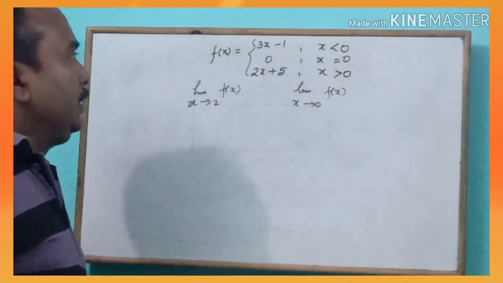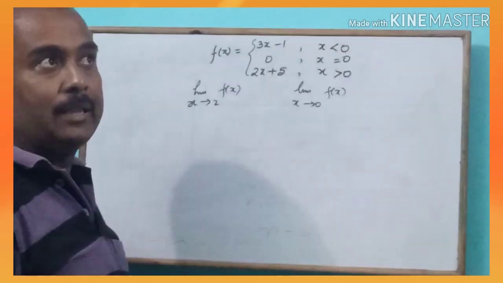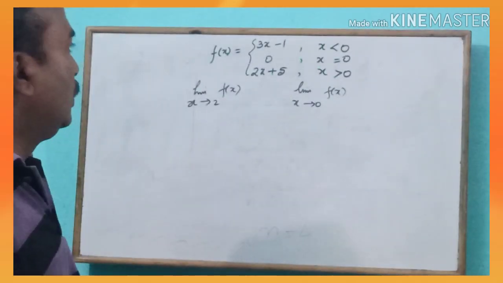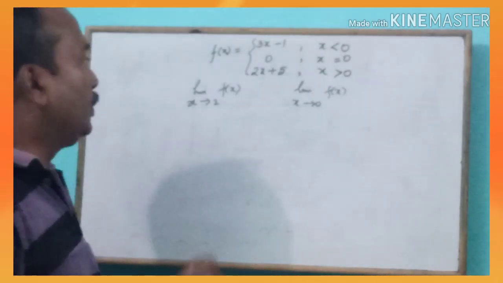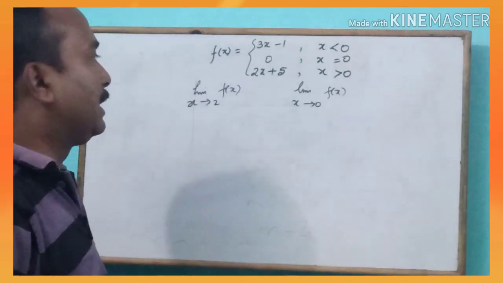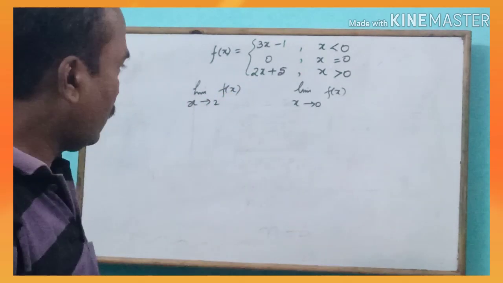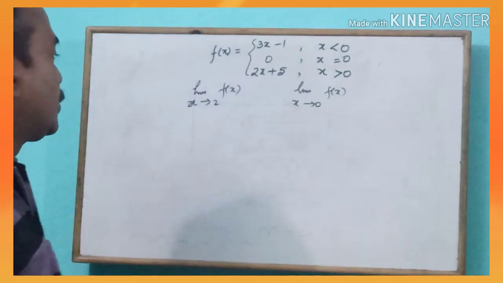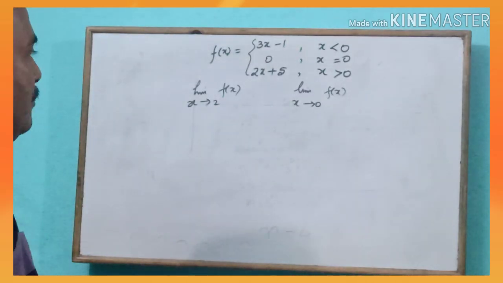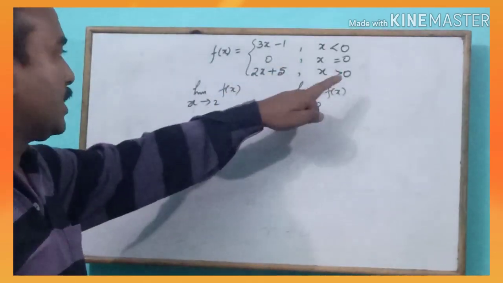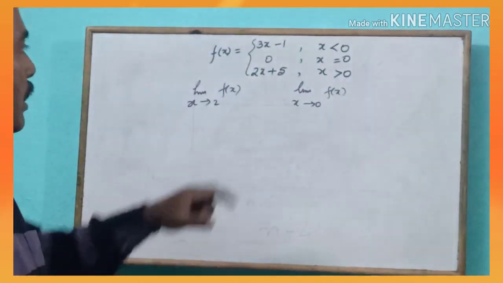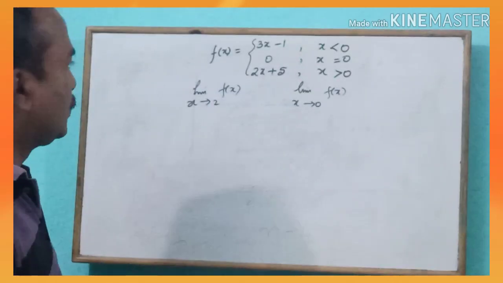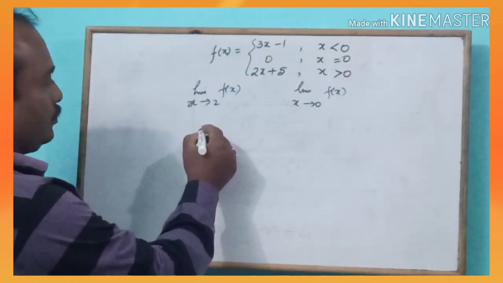Well, we have this question: f(x) is equal to 3x minus 1 when x is less than 0, equal to 0 when x is equal to 0, and 2x plus 5 when x is more than 0. What we have to calculate? First of all, we have to calculate limit x tends to 2 f(x). Now we notice how the function is defined. For the values of x greater than 0, x tends to 2 is what?